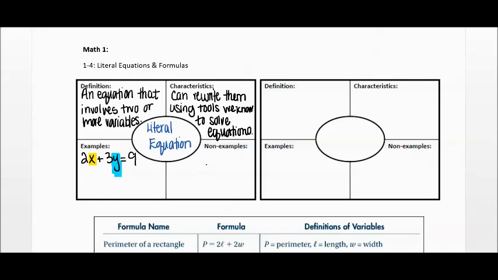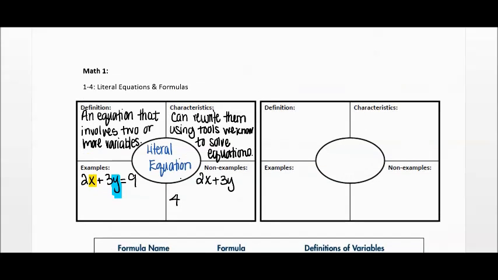Okay? A non-example. Why is that not a literal equation? Because it's not an equation, it's an expression. It doesn't have an equal sign. Okay, I'll give you another one. This is not a literal equation because it doesn't have 2 or more variables. We have the same variable x being repeated twice. There's an x and an x, so this is not literal.